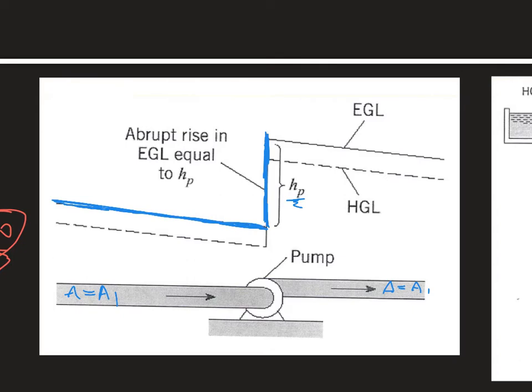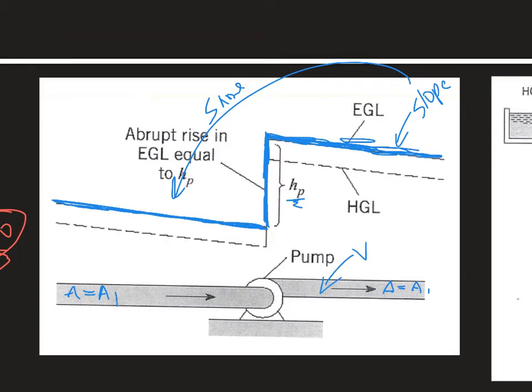Now, once we get up here, we're going to start losing energy again because we're in a pipe. Cool, right? Notice the slope at which we're losing energy over here is the same as the slope over here. There's a reason for that, and this is the other really important thing: the velocity here is the same as the velocity here.